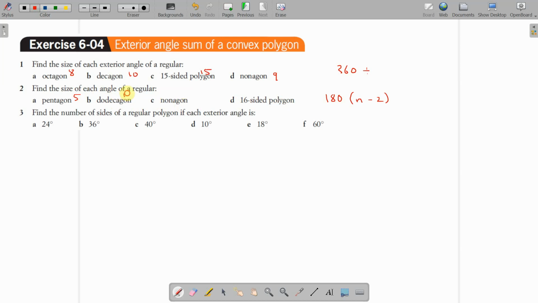And a 16, 15, 12. Nope, it's right. Yeah, nonagon 9 and 16. So that's the numbers you put instead of n there. Number of sides of a regular polygon, if each exterior angle is, okay? So 360 divided by, well that one will be 24. And that'll give you the answer to that one. 360 divided by 36, 360 divided by 40, 360 divided by 10, and so on. That's it. Thank you.